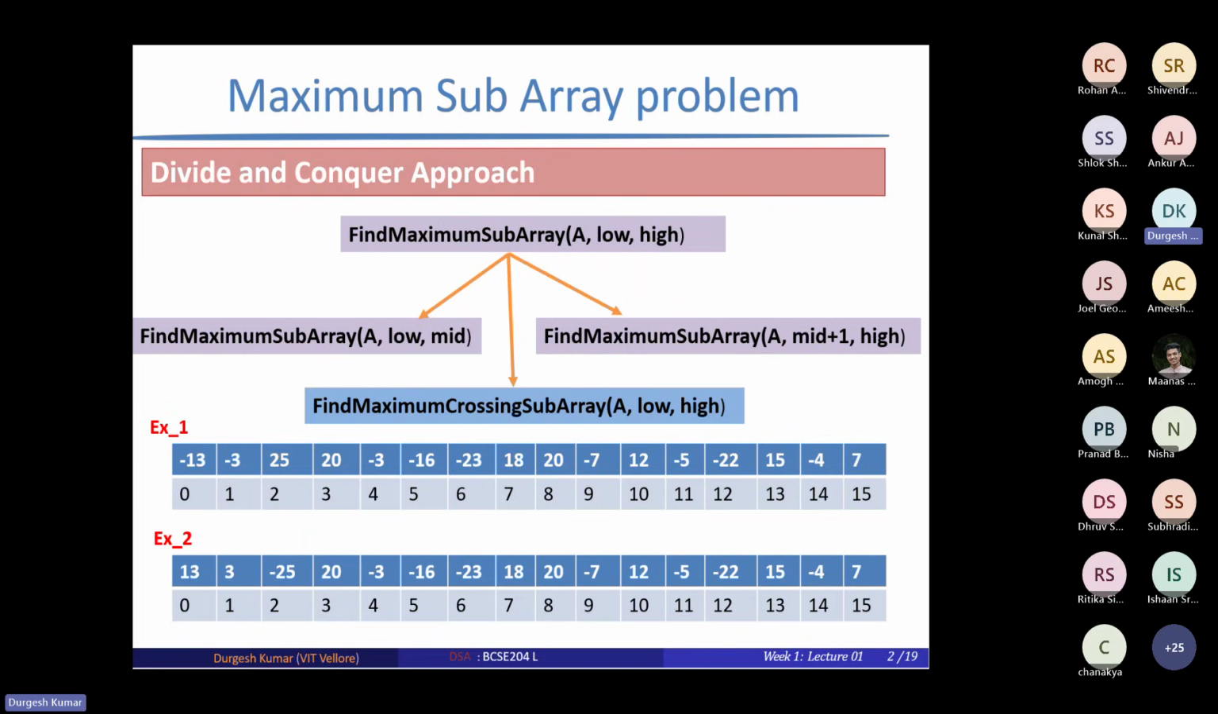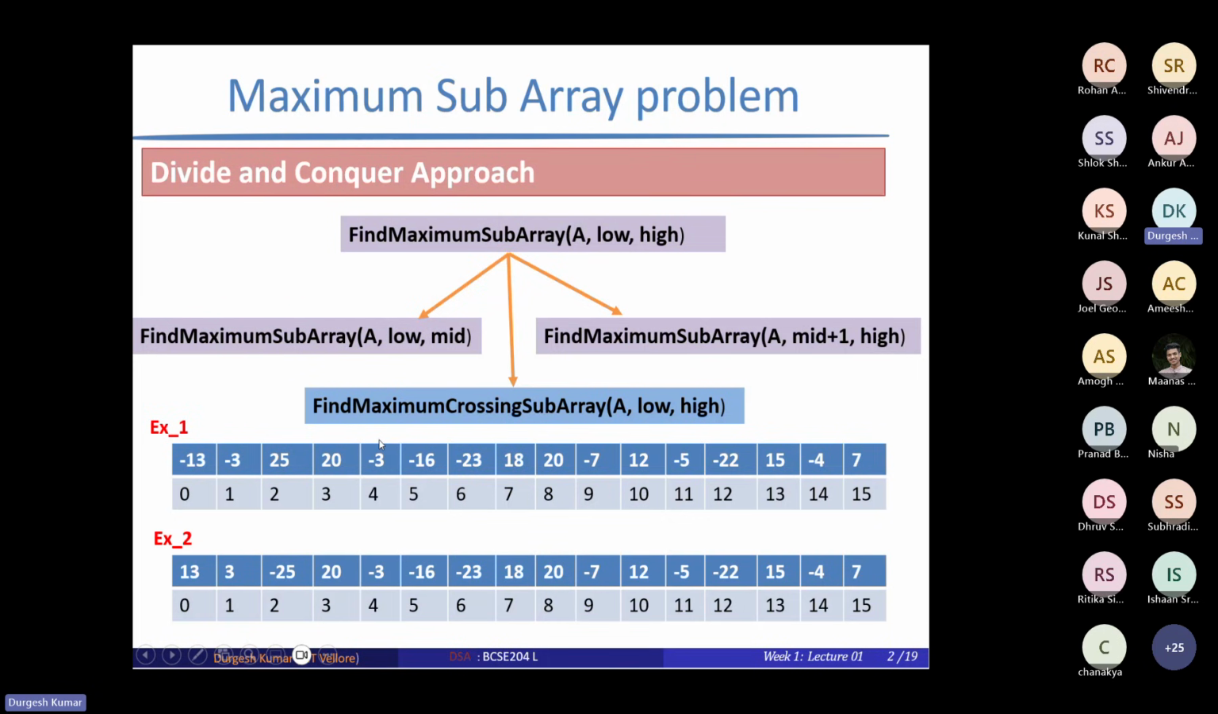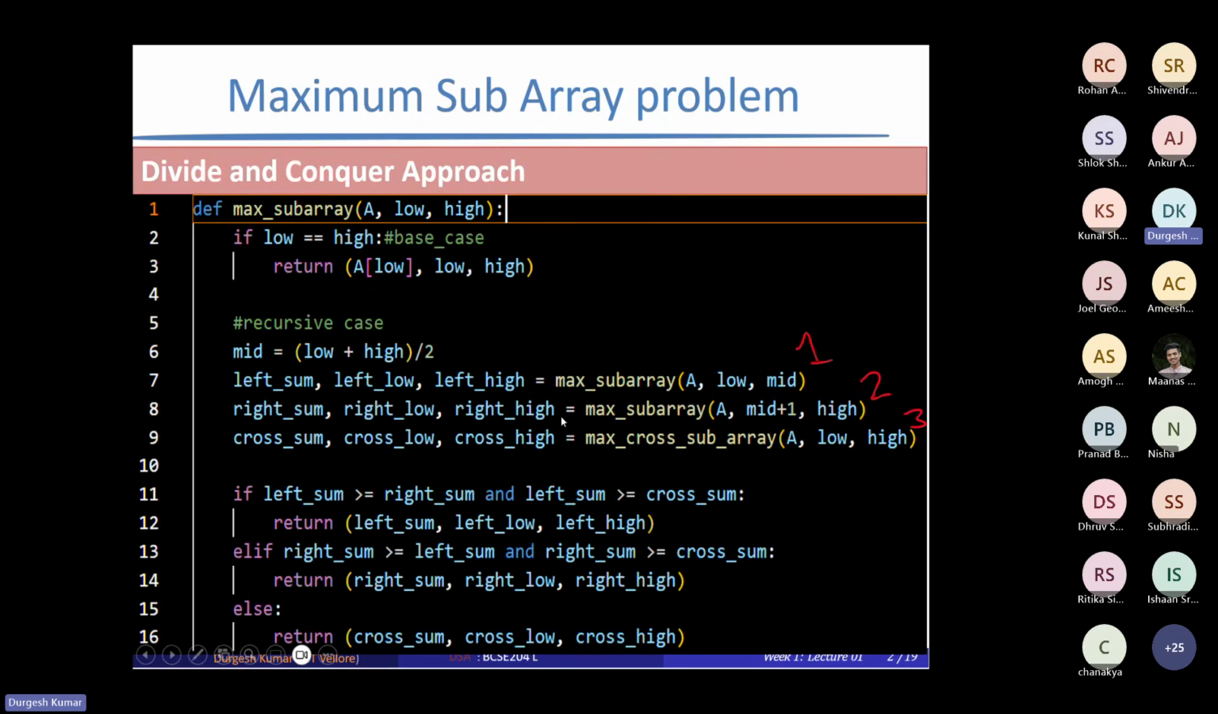This is just the code of this diagram. So this was the maximum subarray from low to mid, which was 6. Maximum subarray from mid plus 1 to high. This is 8. This is 7. This is 8. And this is 9. So 7, 8, 9 is clear to everyone.